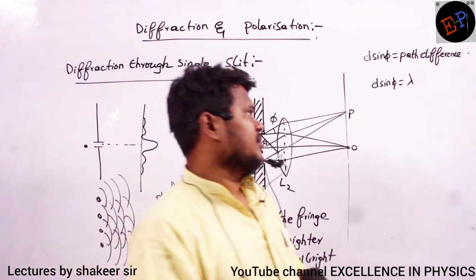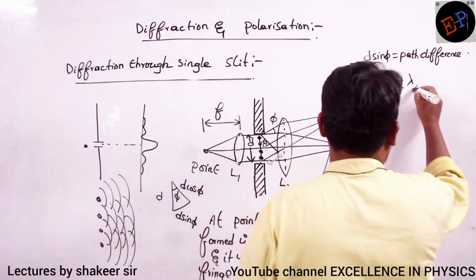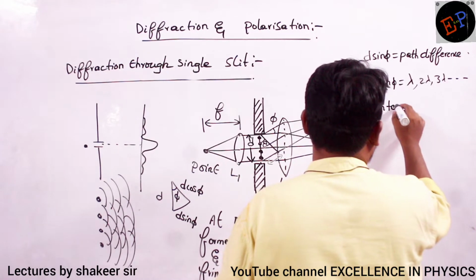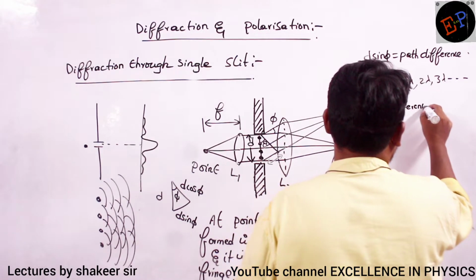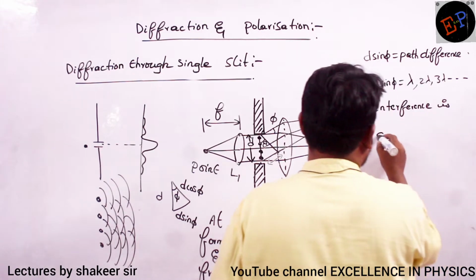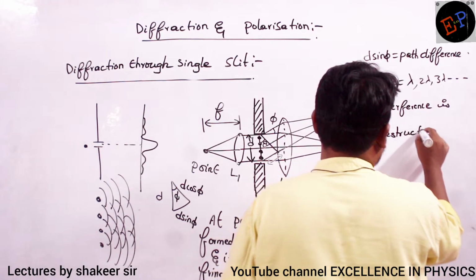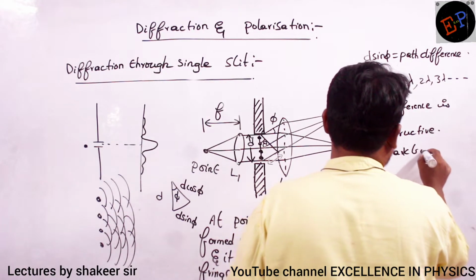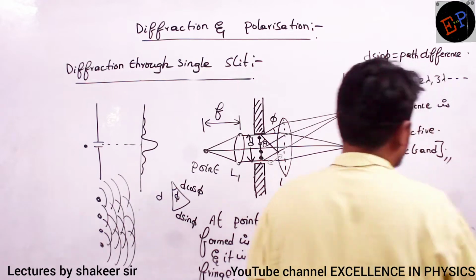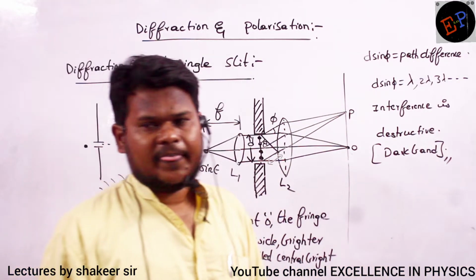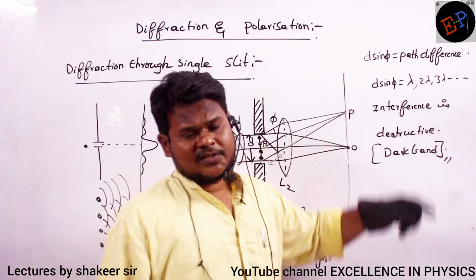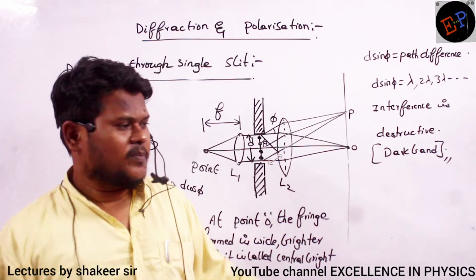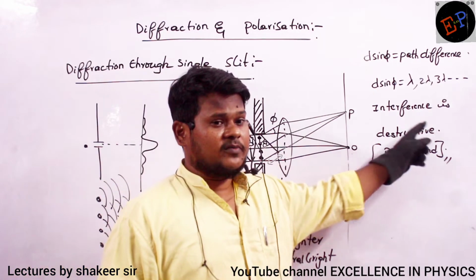But in diffraction, when D sin phi is equal to lambda, 2 lambda, 3 lambda, interference is destructive. This is one exception which you should study. Interference is destructive, which means a dark band will be formed. Are you able to understand? Actually when path difference is lambda, 2 lambda, 3 lambda, a bright fringe should form, no? But in the diffraction experiment, a dark band will be formed.